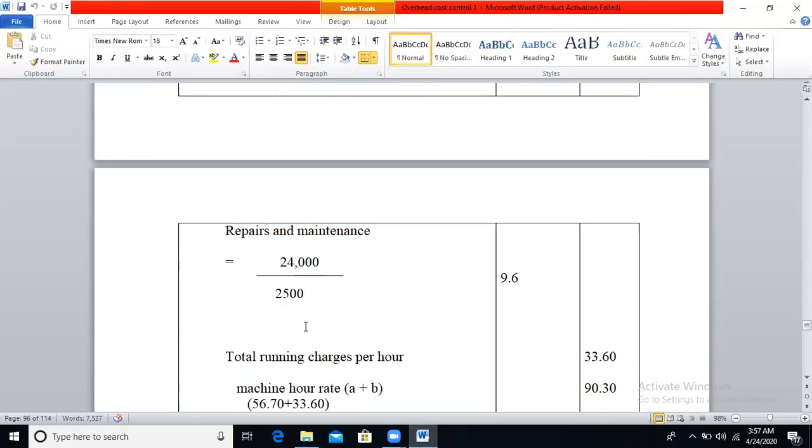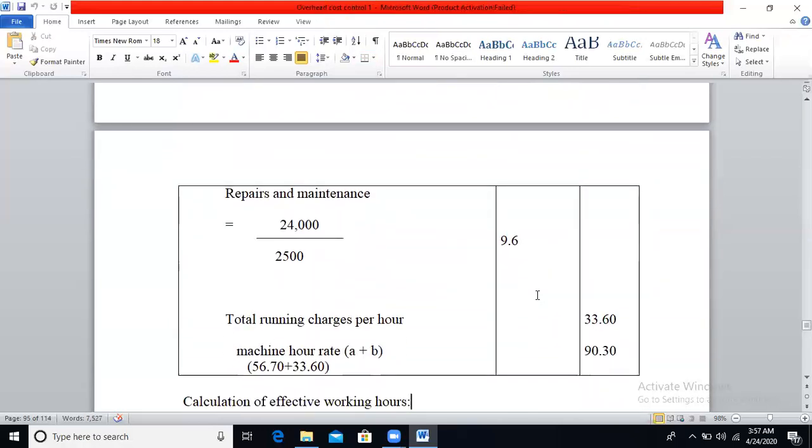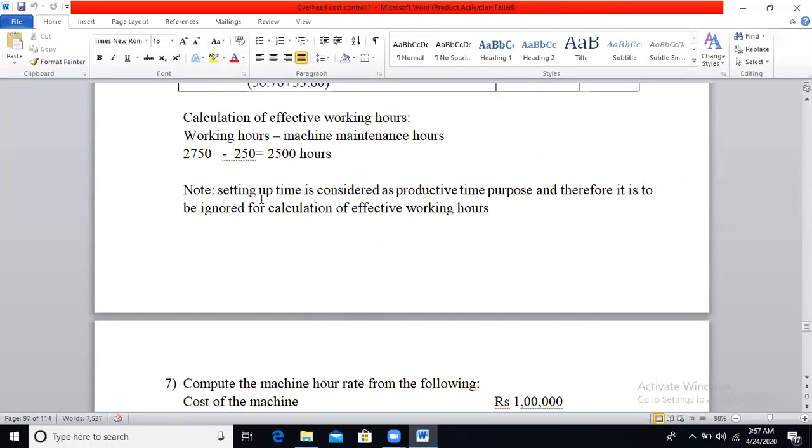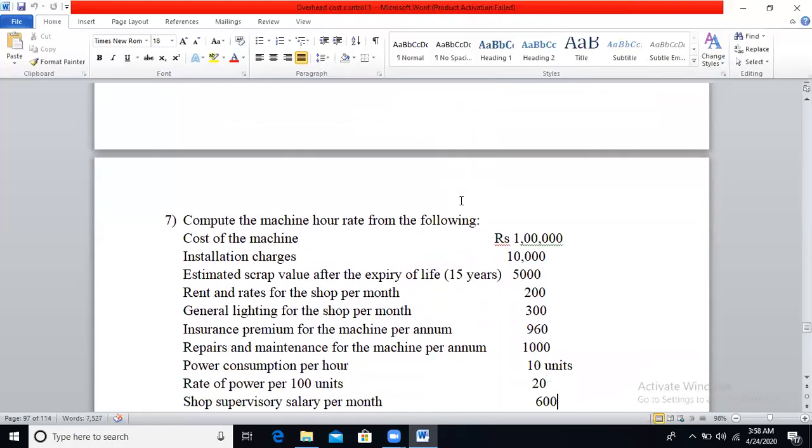So now total running charges or variable charges per hour will be 9.6 plus 24. So you will get 33.6. Total machine hour rate will be standing charges rate per hour plus running charges per hour. So you will get 90.30. So here setting up time is considered as a productive time purpose, and therefore it is to be ignored for the calculation of effective working hours. So we will ignore the setting up time if they are given for productive purpose.